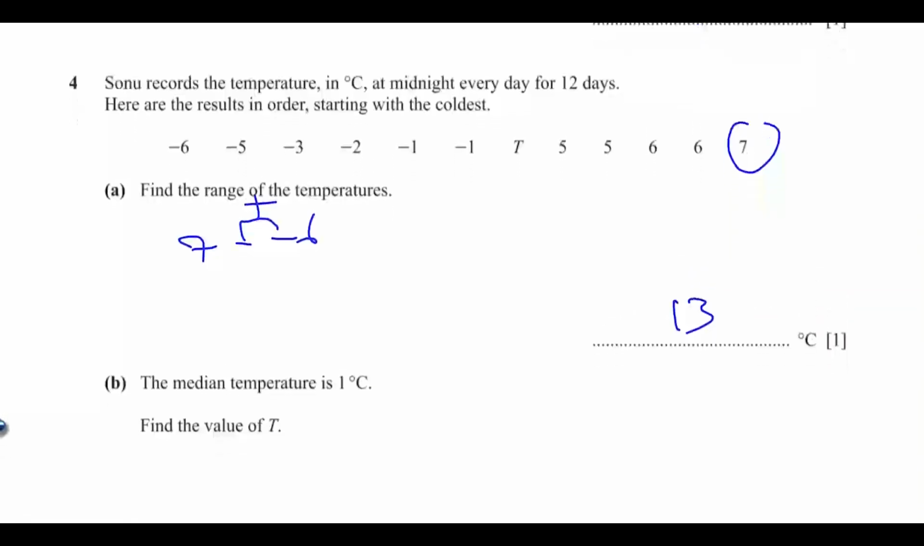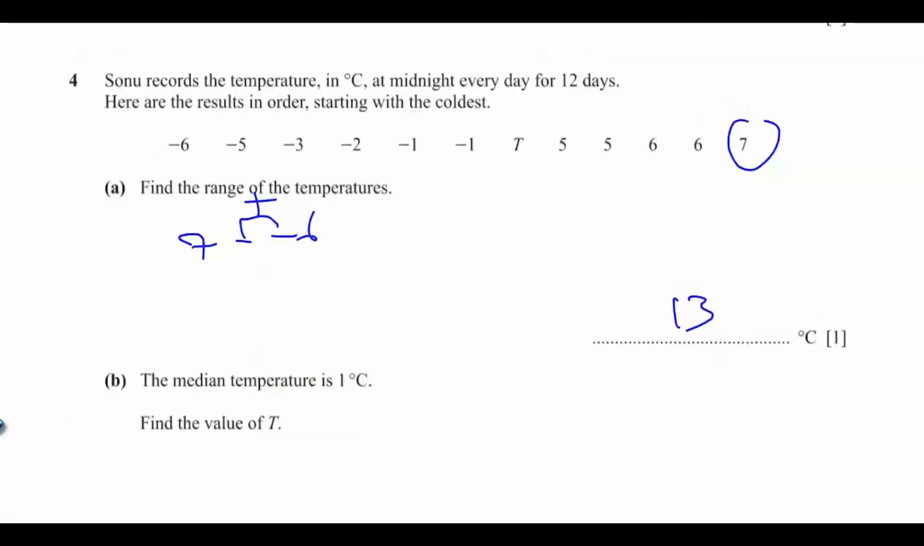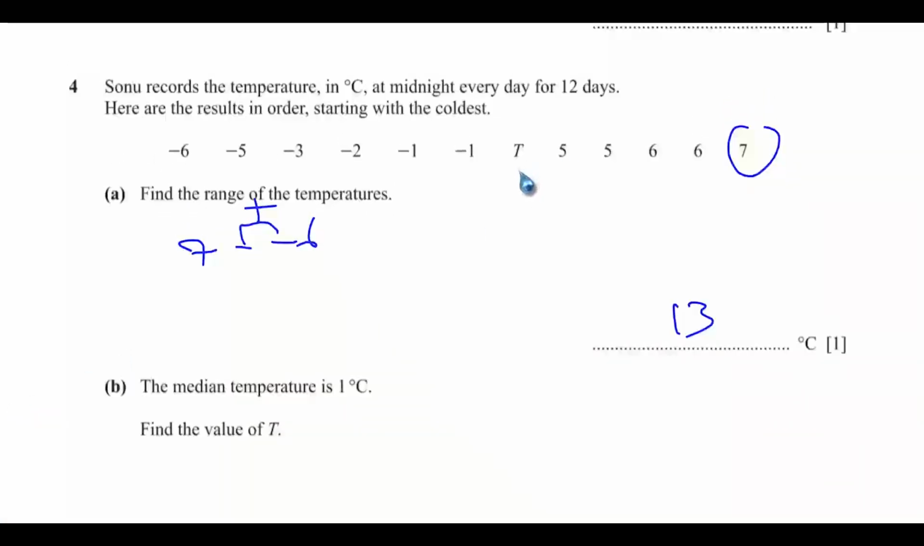Then the median temperature is 1 degree Celsius. Find the value of T. Okay, so this is T. Okay, and we have this and this to be at the middle. If you count 1, 2, 3, 4, 5, then 1, 2, 3, 4, 5. So these two are at the middle.